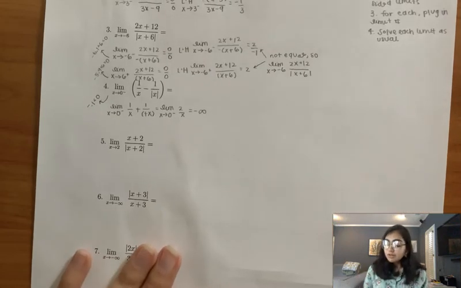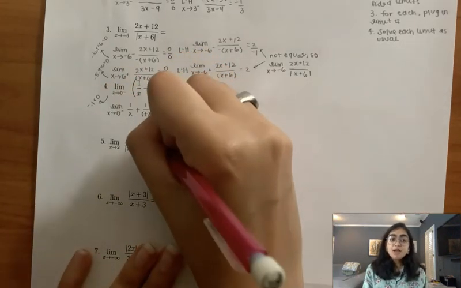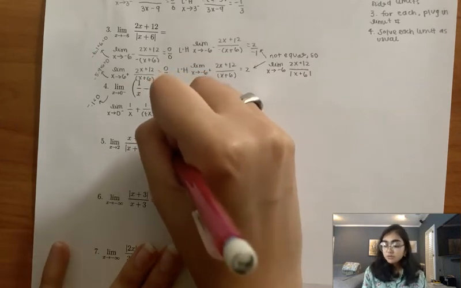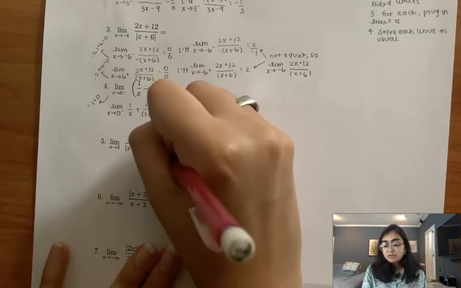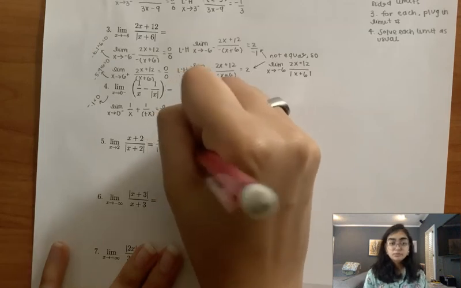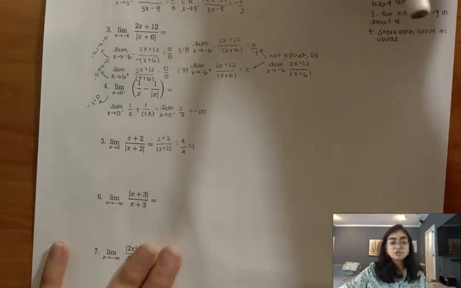All right. So moving on to number 5, we're going to do our first step of just plugging in 2. So that will give us 2 plus 2 over the absolute value of 2 plus 2. And we'll see that the absolute value of 2 plus 2 is just 4. So we'll get 4 over 4, and that equals 1. So again, all we had to do in this problem was plug in, and then we got the answer. We didn't have to do any splitting of the limit or anything like that.